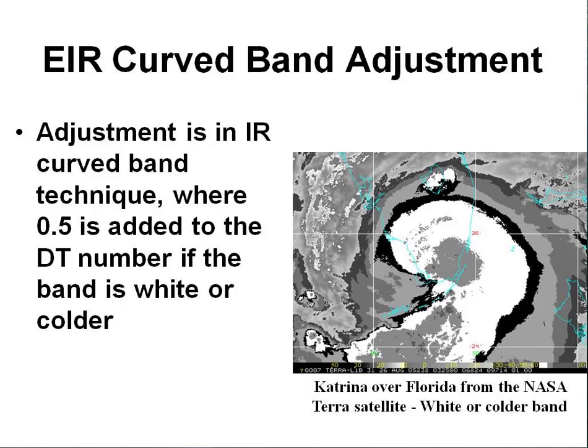We should also note that with IR images, there's an additional adjustment applied if the IR cloud tops are unusually cold. A 1/2 T-number adjustment is added. An example is shown here.